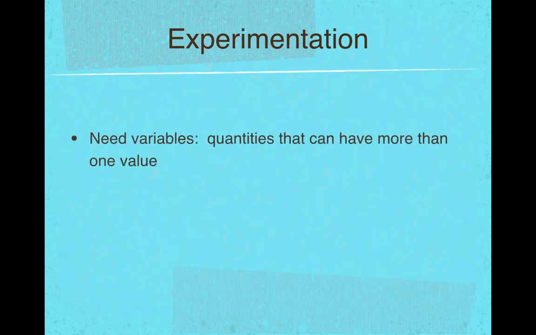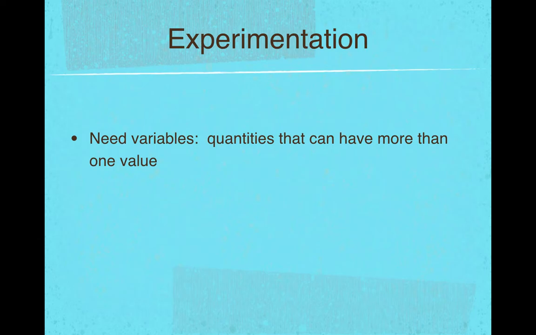Okay. Next, we're going to talk about experimentation, and here's where we get a lot of vocabulary words. So you may want to make index cards this week of these vocabulary words because there are a lot of them. Okay, first off, variables. Variables are quantities that can have more than one value.